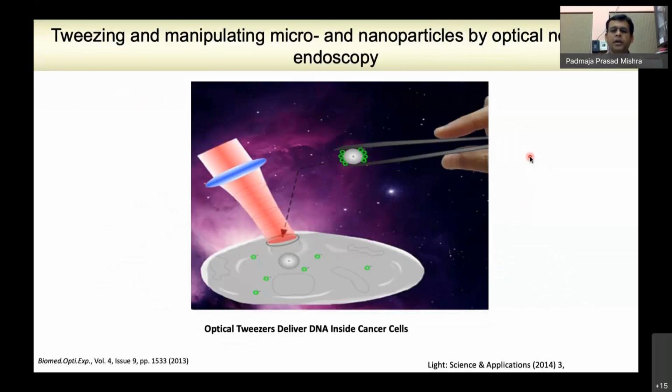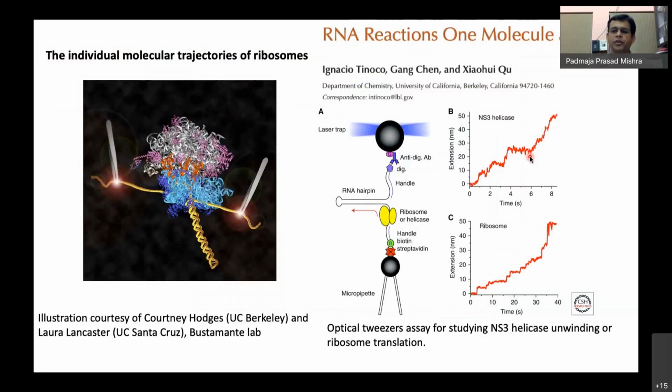There is a publication which says that optical tweezers can be used for manipulating micro and nanoparticles by optical nonlinear endoscopy. And there is a recent article which says that this optical tweezer can be used for gene delivery. There are many applications of optical tweezer.